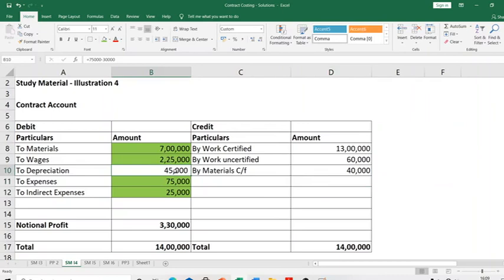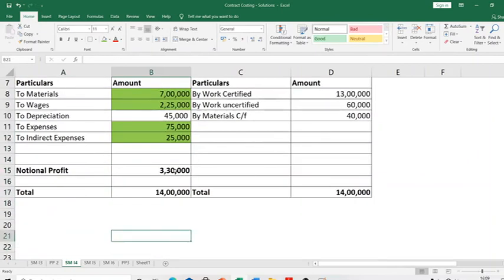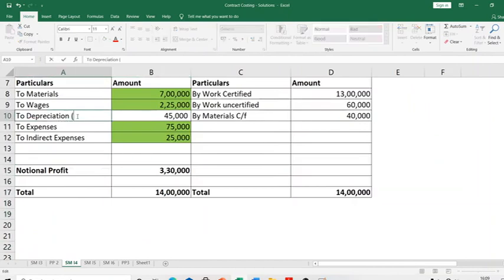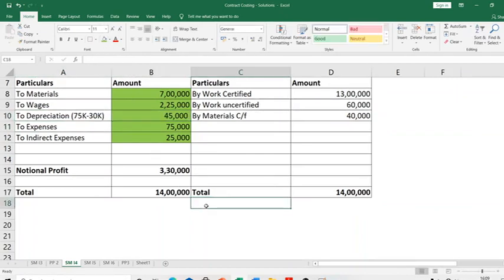Whichever way you feel convenient. I feel convenient doing it this way, so I'll bring inside depreciation 45,000. Here it was easy, I've explained, but I would ideally ask you to put a note here. For instance, you can say 75,000 minus 30,000 is 45,000. So this is depreciation. We have discussed this also.